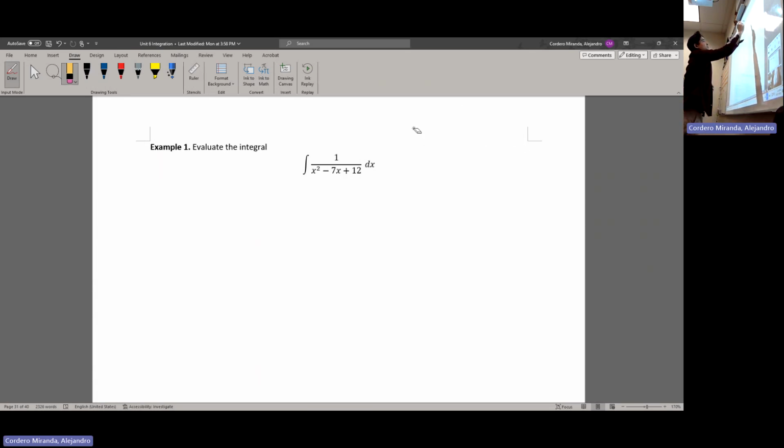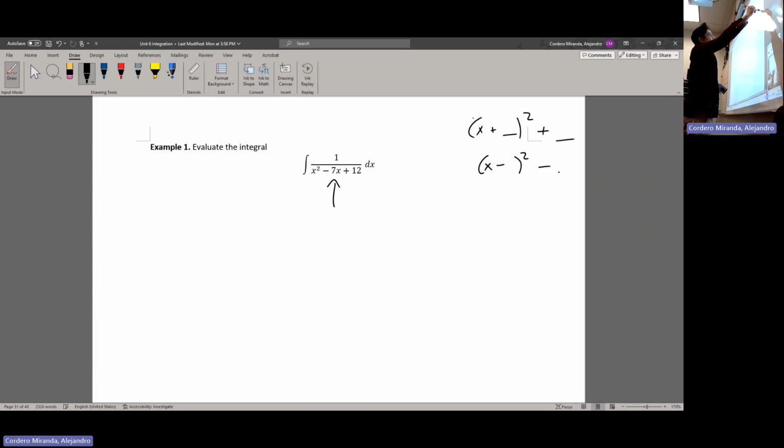Does completing the square work? No, for reasons that I can show you later. If you're going to complete the square, you want something that looks like x minus something squared, and this does not look like that. But the short version is, none of the things that you know work.